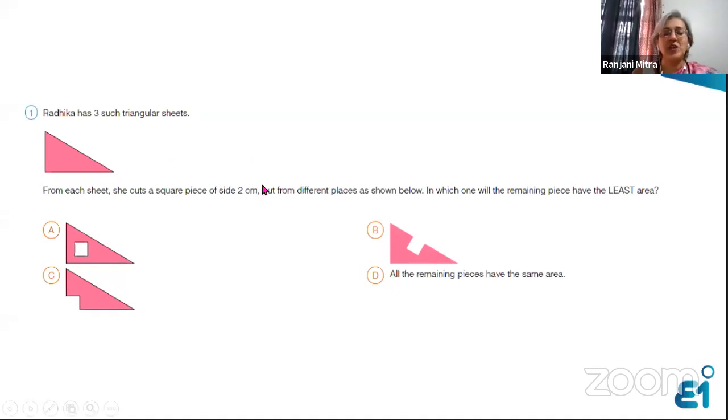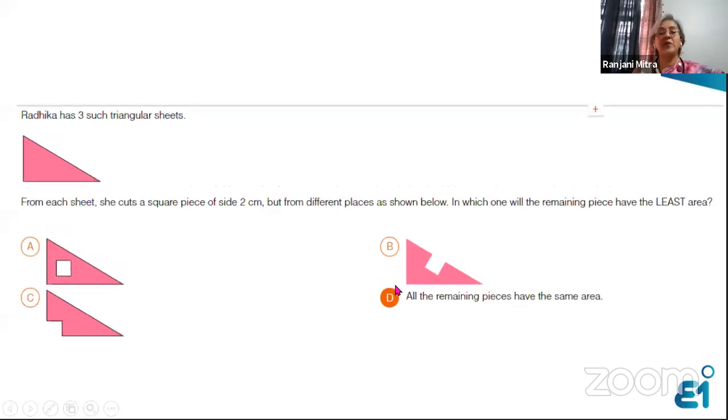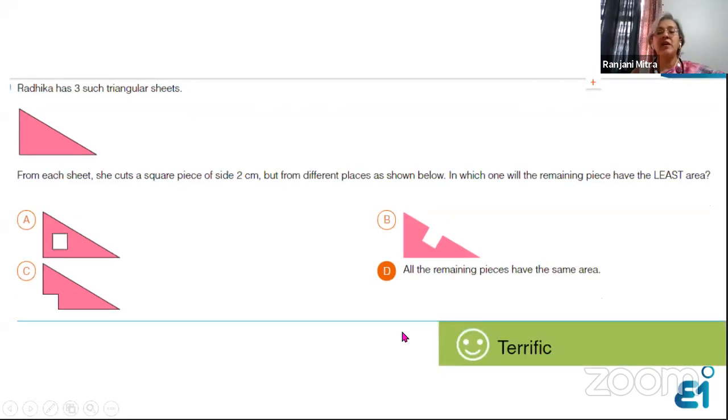Now, this is a difficult question. Yes, it seems a little challenging to me. There is a triangle here, and I have to cut out a square measuring 2 centimeters a side, and I have to cut it out in different places. So you know what, children, you can do this. And the question is, which one will have the least area? Okay, so I answered D. I'm saying all have the same area. And I got it correct.